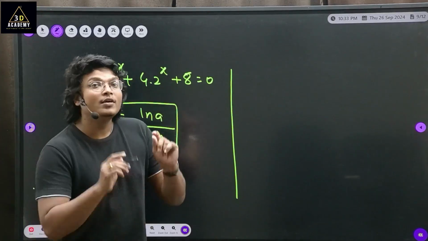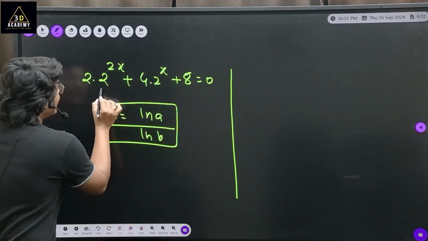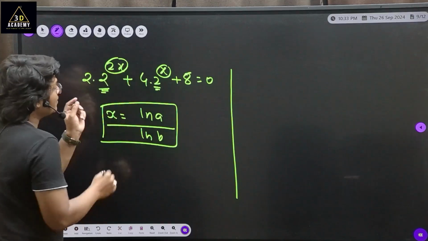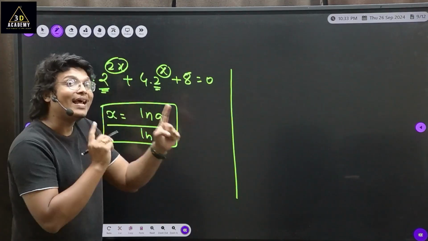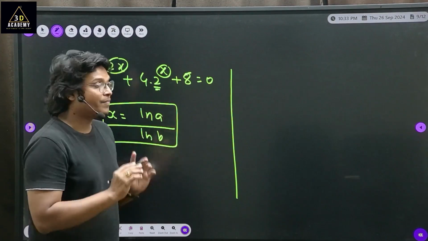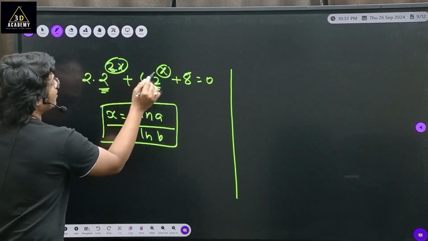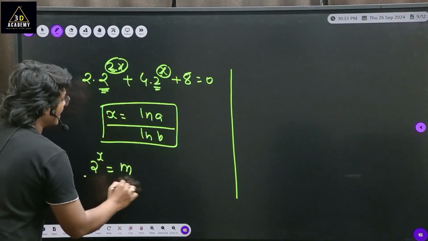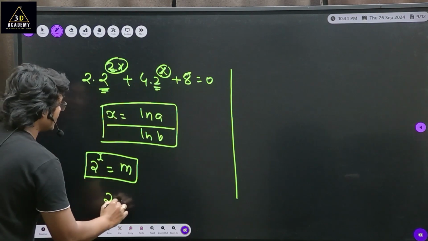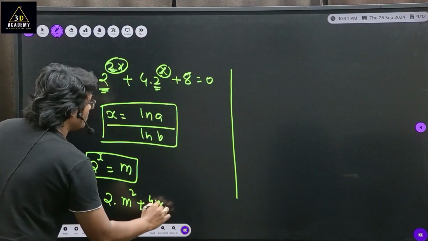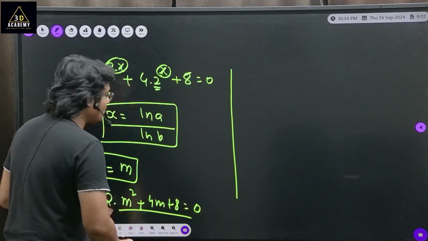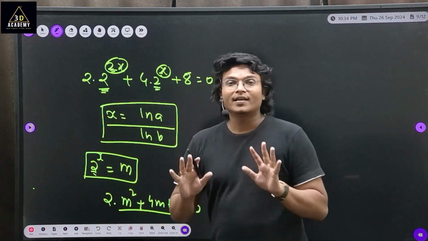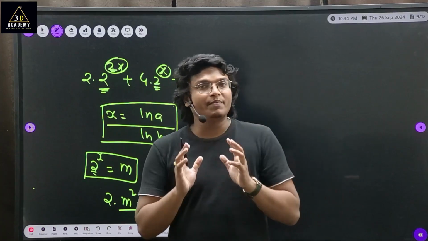What you have to do, simple hai, check if both terms containing variables have same base or not. If they don't have same base, you make their base same. When you make their base same, look at their powers. So one of them, let's say 2 raised to x, you'll have to consider as m, and then you convert this equation into m square plus 4m plus 8 form, and then find the value of m and compare with the 2 raised to x. Getting it? Then you take log and simplify your answer.